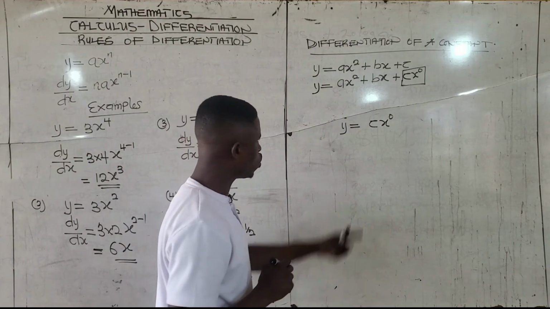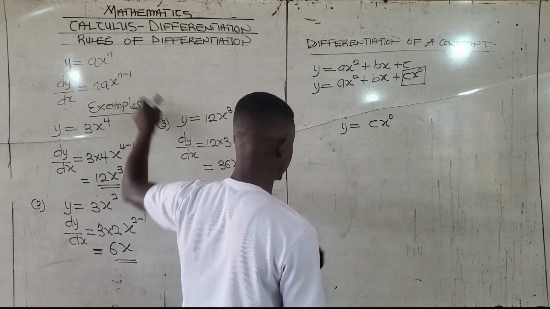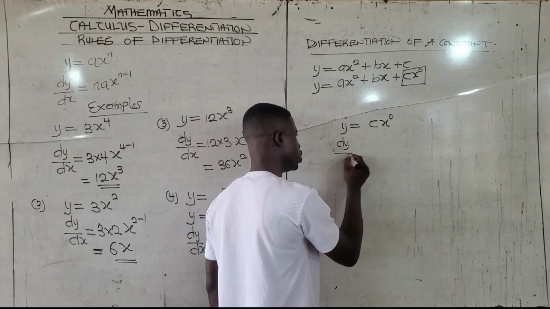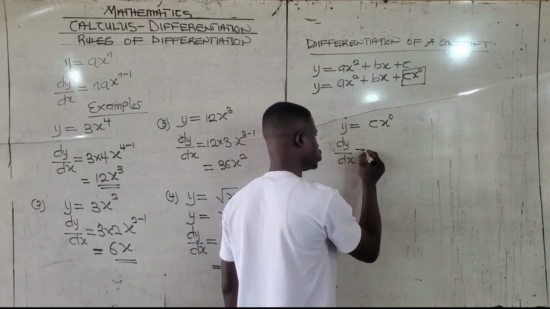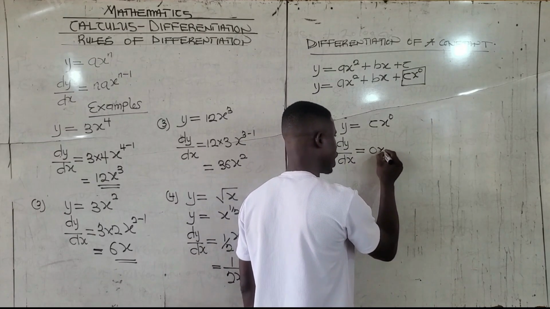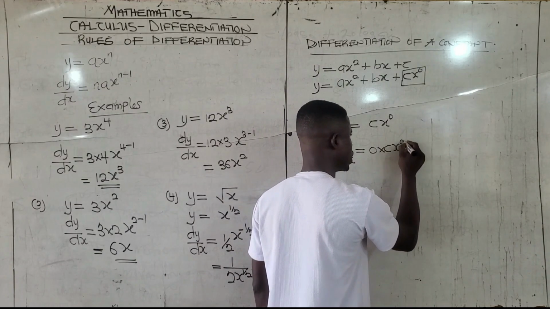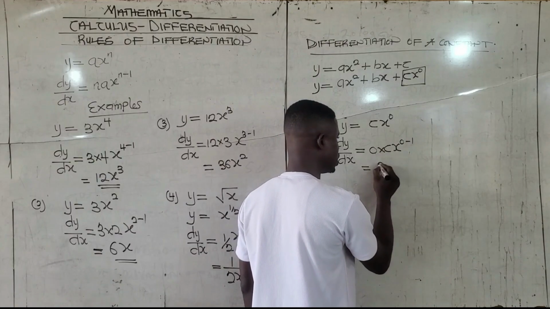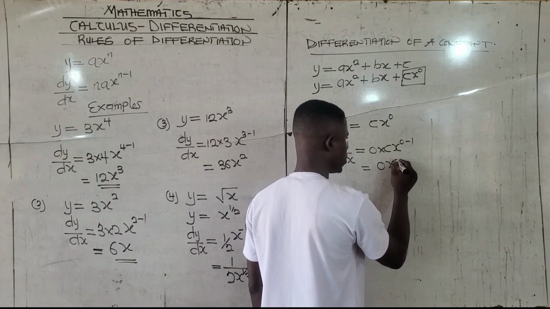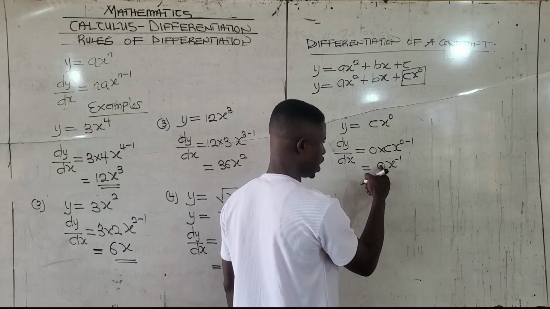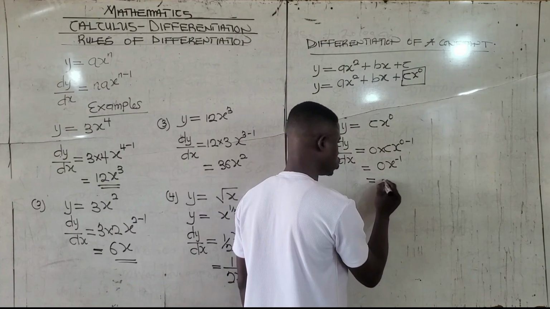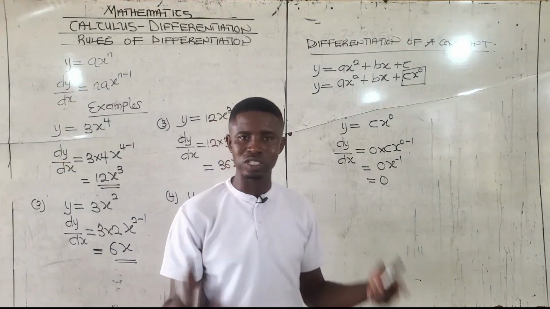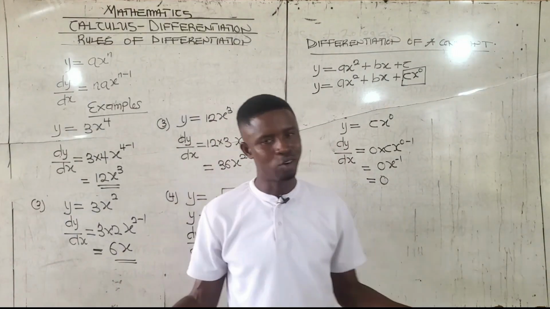x to the power 0. So applying the rules we have learnt here, the 0 here will multiply the c. So we are going to have dy over dx equals 0 times c, then x to the power 0 minus 1. And this equals 0 times c is 0, then x to the power minus 1. Any number times 0 is 0, so this is going to give a 0. What does this mean? This means that anytime you differentiate a constant, the value is 0.